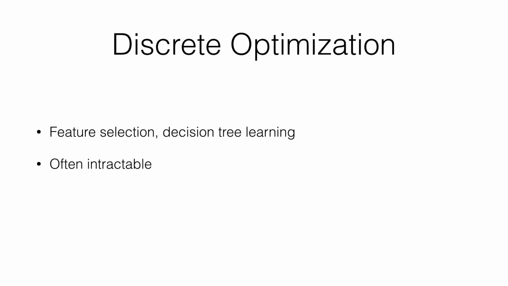And we've done some of this already. So we talked about feature selection and decision tree learning. And it's often the case that when we want to do discrete optimization, we can pretty easily create objective functions that are intractable to exactly optimize.